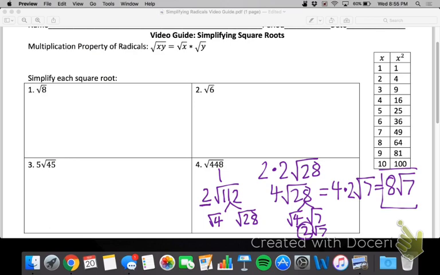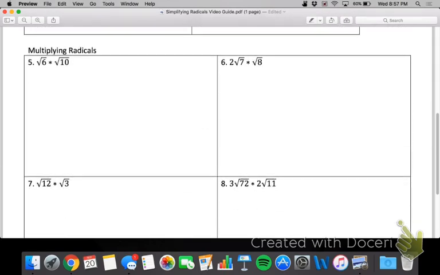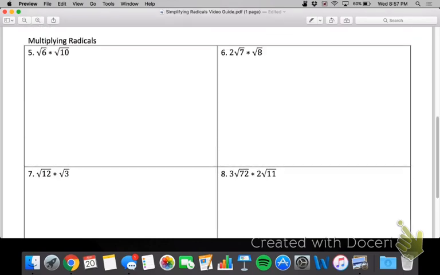Okay, so a few more examples. Now we're kind of going in reverse with some of these problems. Up here we were breaking square roots down into other things that we could take the square root of. Now we're going to multiply radicals and then sometimes have to simplify them. So square root of 6 times square root of 10. Since they're both under radicals, I can just combine them into one radical. That's the same as square root of 6 times 10, or square root of 60.